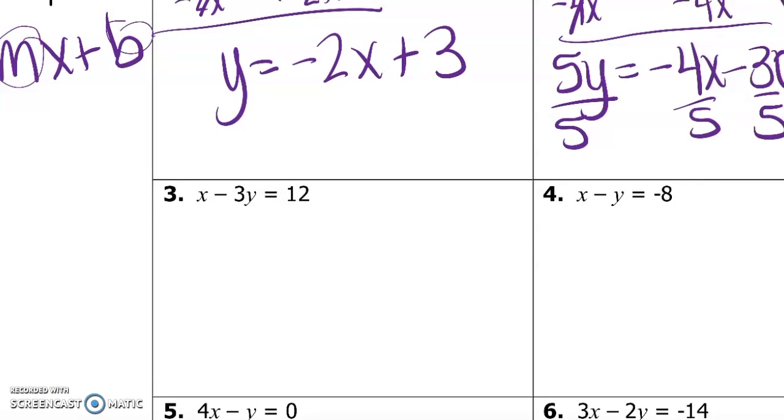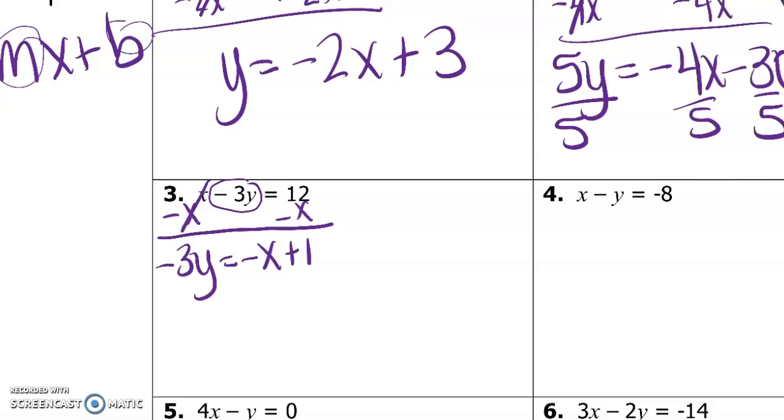When we look at number 3, the first thing we need to do is move the x over. So we're going to subtract x from both sides. When you do that, you're left with negative 3y equals negative x plus 12. Again, put your x term first. The x is negative and the 12 is positive. Divide everything by negative 3.